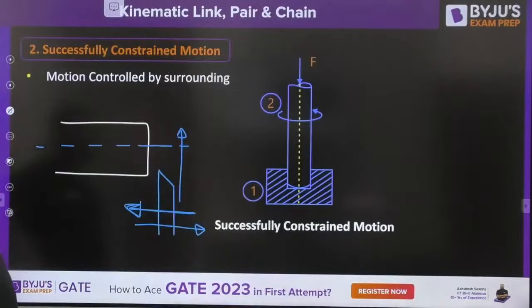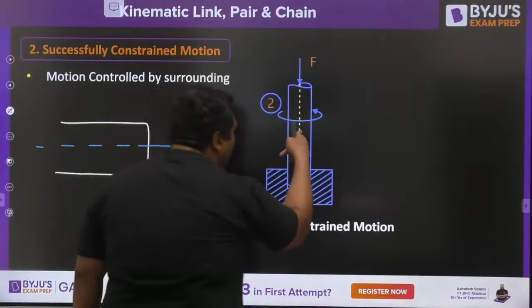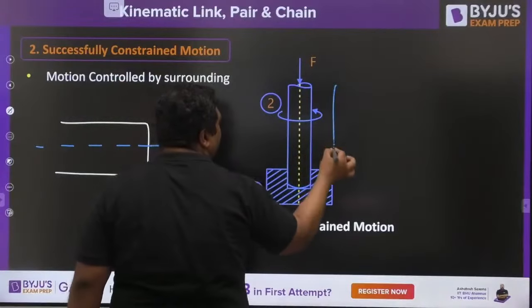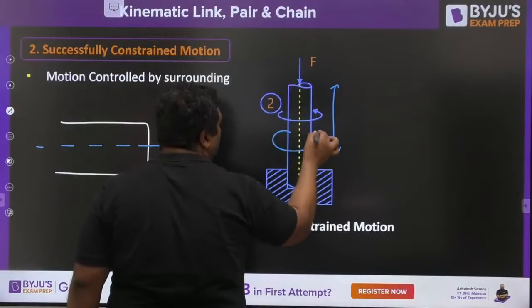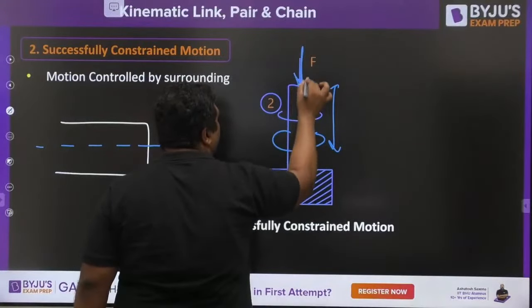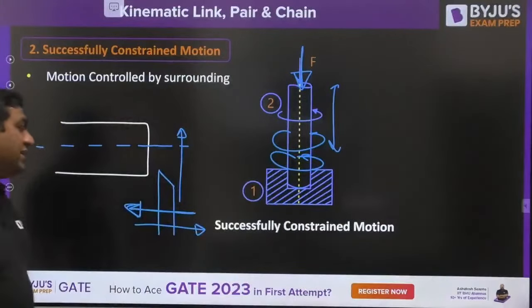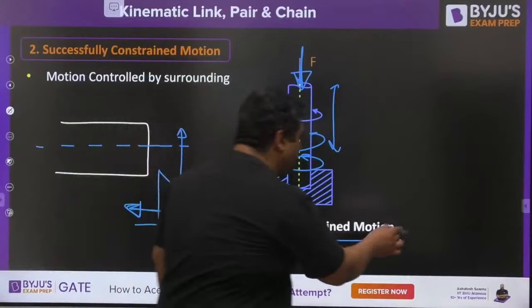So, my dear, this is a footstep bearing. This is a shaft present in a hollow bearing. This shaft can reciprocate, and it can rotate also. But by this force, we are stopping the reciprocation. So now only rotation is possible. So this is once again an example of successfully constrained motion.